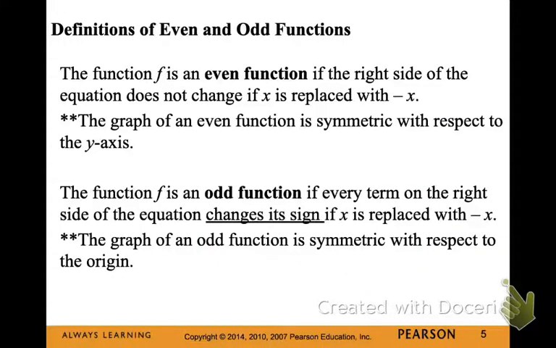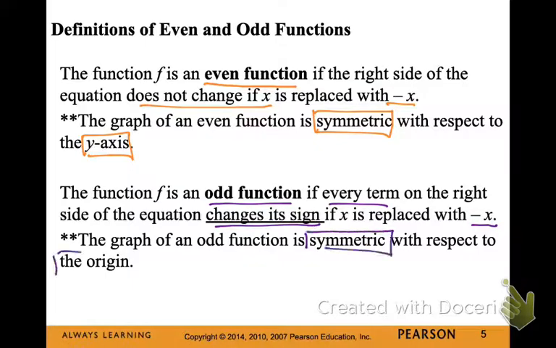We can also describe functions as being even or odd. So the function f is an even function if the right side of the equation does not change if x is replaced with -x. Also, the graph of an even function is symmetric with respect to the y-axis. A function f is said to be odd if every term on the right side of the equation changes its sign if x is replaced with -x. Also, by the graph, an odd function is symmetric with respect to the origin.